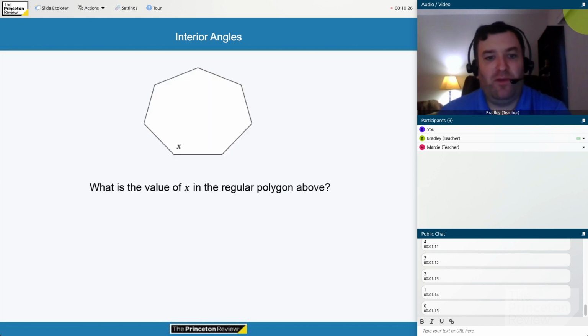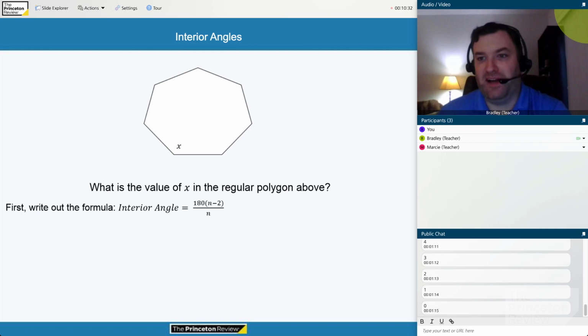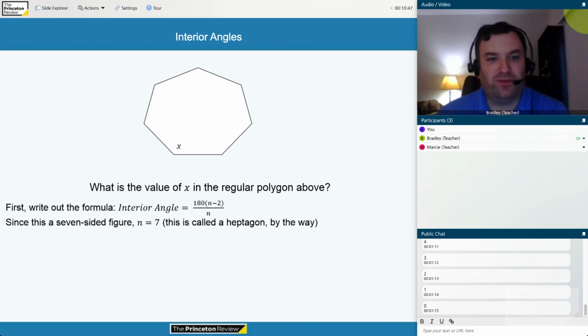So what's the value of x in the polygon above? So in the regular polygon above, sorry, that is a very important word in that question. So first we would just want to write out the formula. The interior angle equals 180 times the quantity n minus 2 over n. So since this is a 7-sided figure, we would just plug in n equals 7.